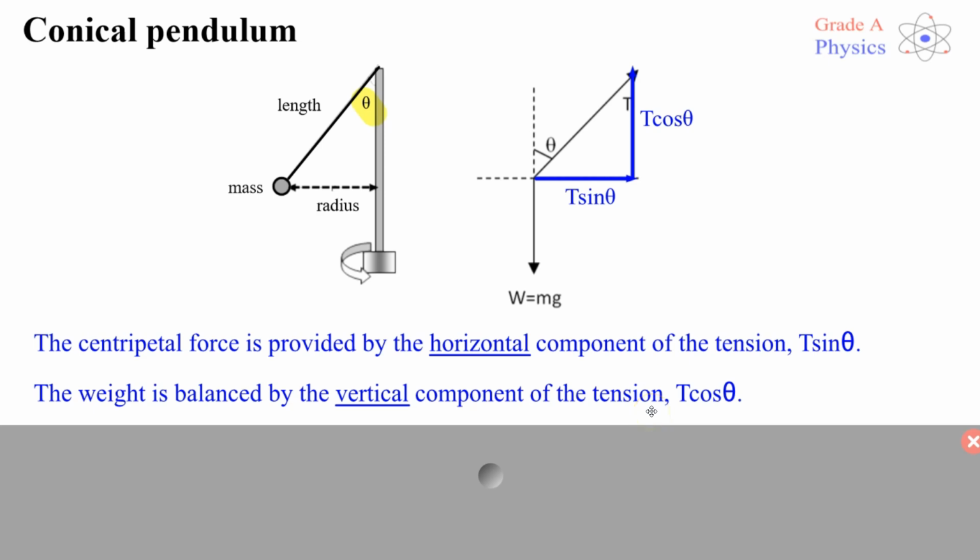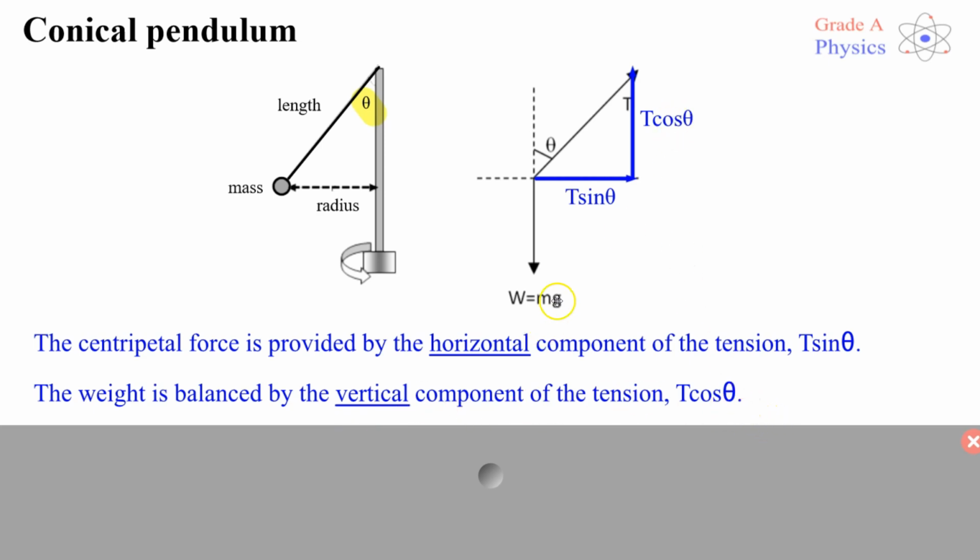Let's just go through that again. So this is moving in a horizontal circle. If it's moving in a circle, it must have a centripetal force. So that's provided by the horizontal component of tension, T sine theta. If it's a horizontal circle, it's not moving up or down, then the weight downwards must be balanced by a force upwards, the vertical component of the tension, T cos theta.